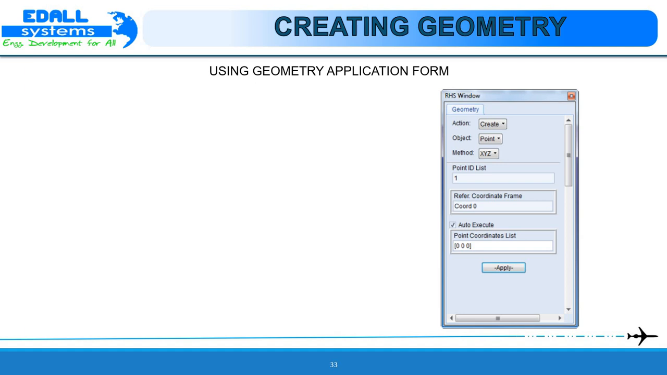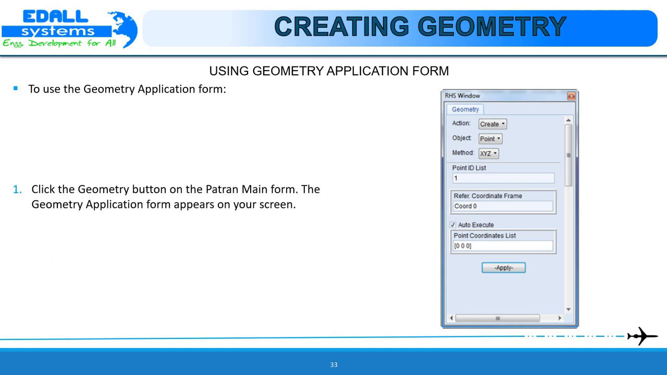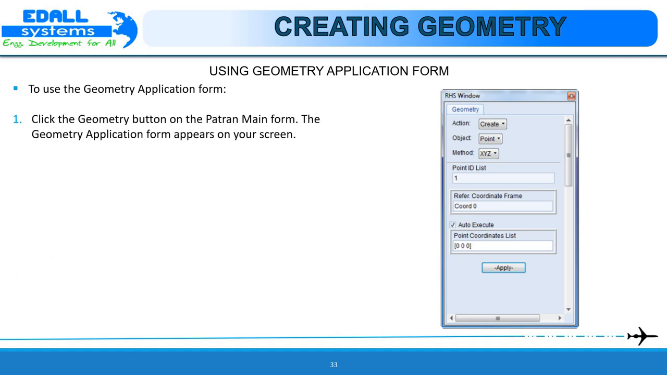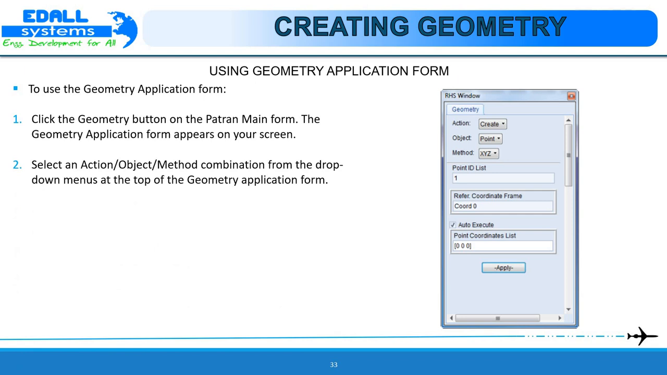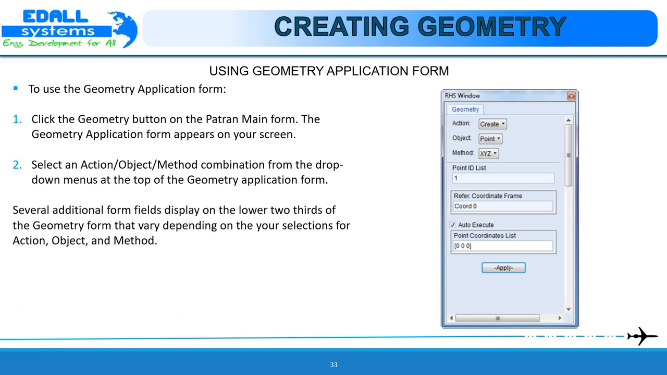Using the geometry application form. To use the geometry application form, click on the Geometry button on the Patran main form. The geometry application form will appear on the screen. Select the action, object, method combination from the drop-down menu at the top of the geometry application form. Several additional form fields display on the lower 2/3 of the geometry form that vary depending on your selections for action, object and method.